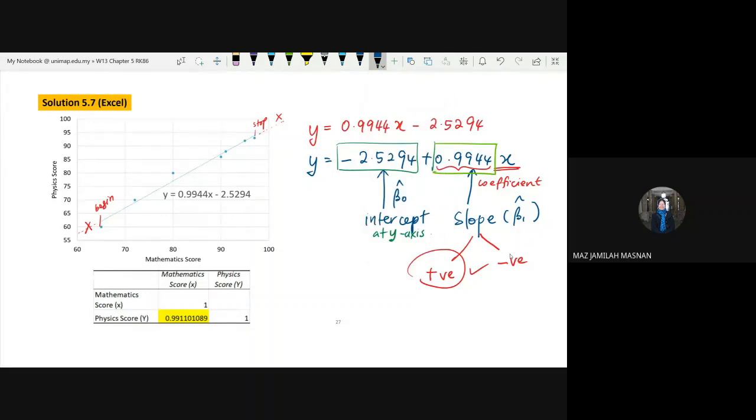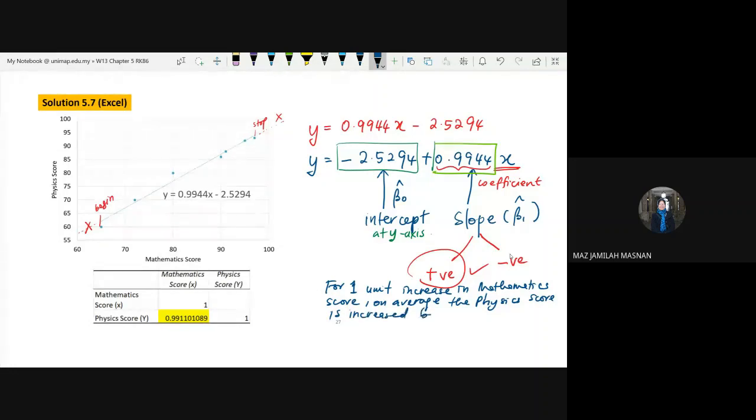Okay, how would I say the sentence? For 1 unit increase in x, which is the mathematics score, on average, the physics score is increased by 0.9944 units.